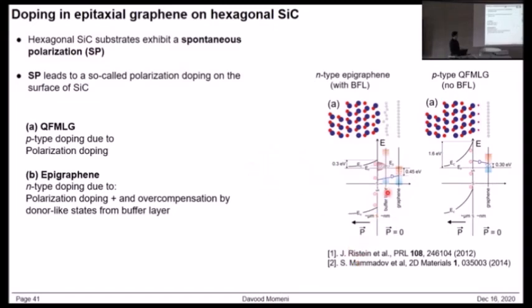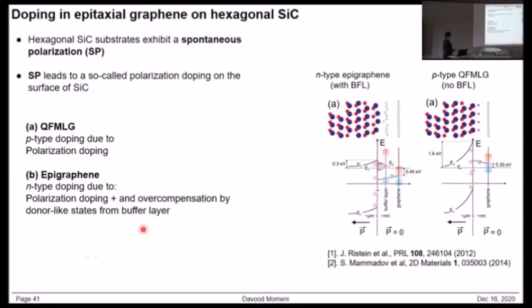They also showed in their model why we have n-type doping of epitaxial graphene. The polarization doping is mainly responsible for the p-doping in quasi-freestanding graphene. And in the case of epitaxial graphene, we have an overcompensation by donor-like states from the buffer layer, which leads to n-type doping in epitaxial graphene.